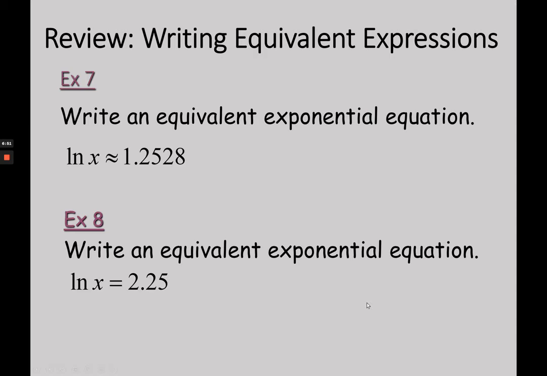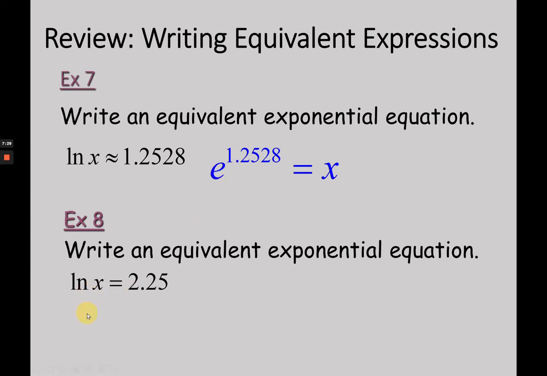Okay. How about ln of x is equal to 1.2528? We are going to write it as an exponential equation. So this is a little tricky. This is supposed to be logarithm base e of x, and e to the power of 1.2528 is equal to x. X becomes the argument, the value of the exponential expression. This is the exponent. ln has a base e because of the logarithm base e, so there it is.